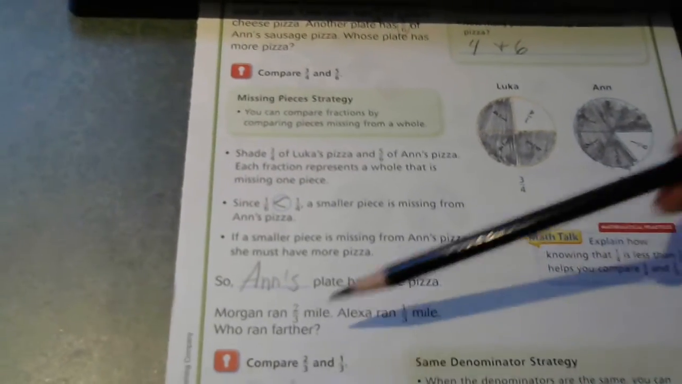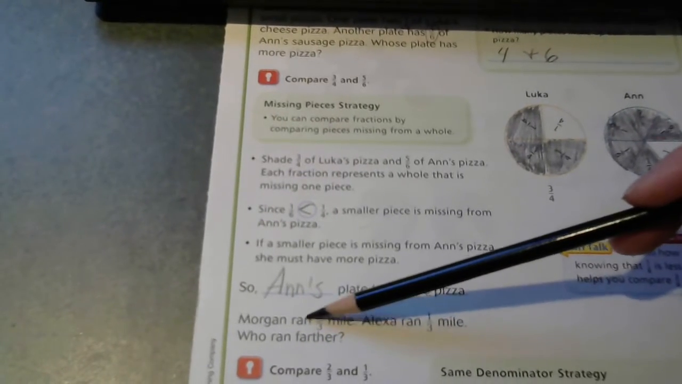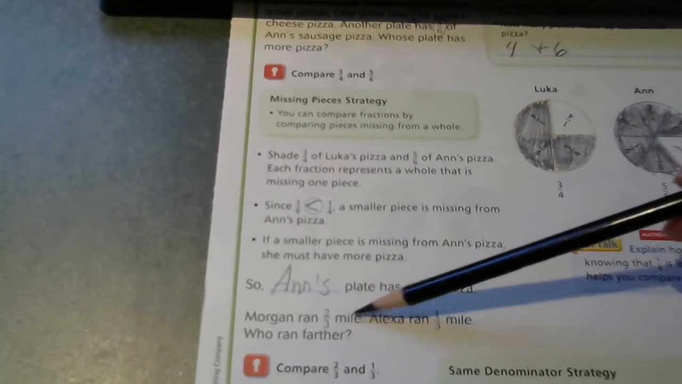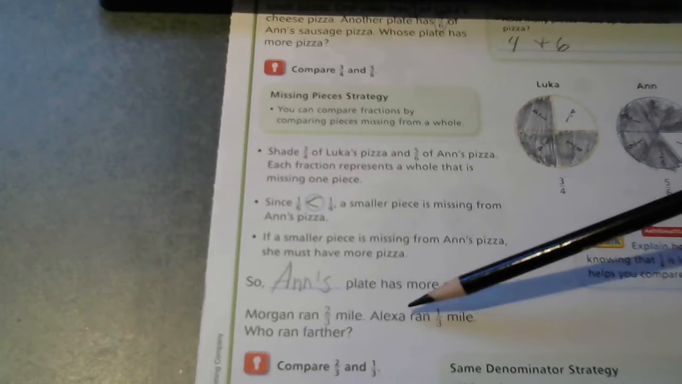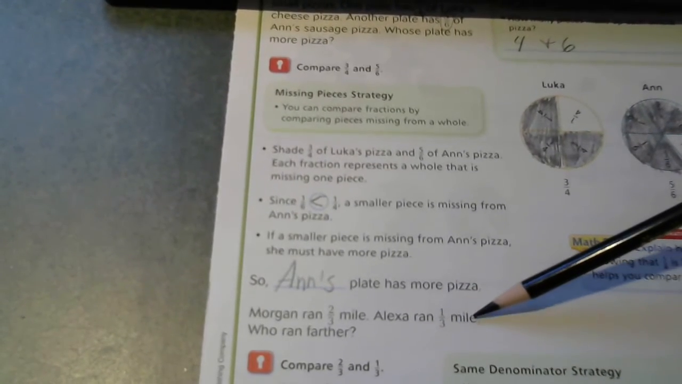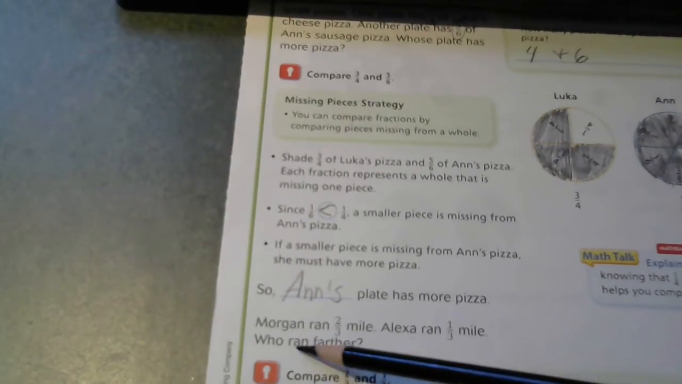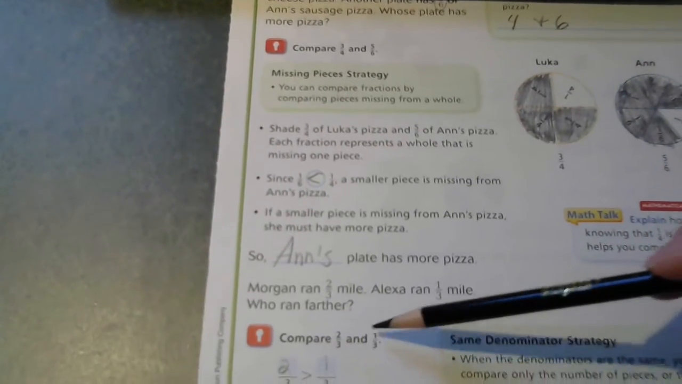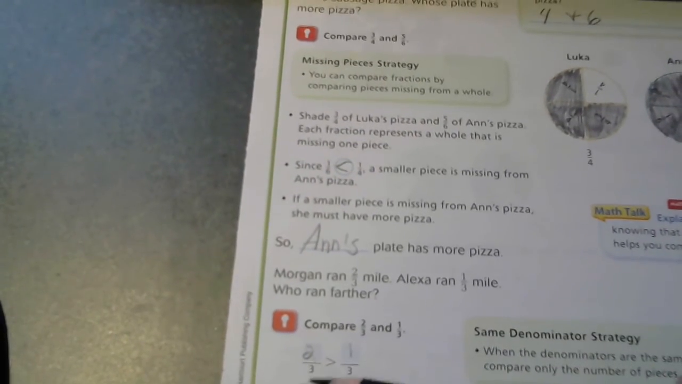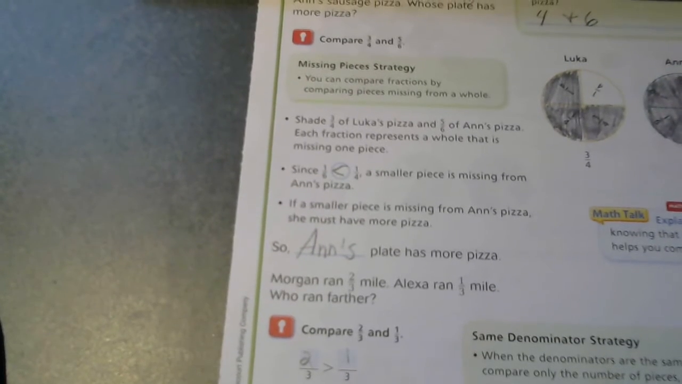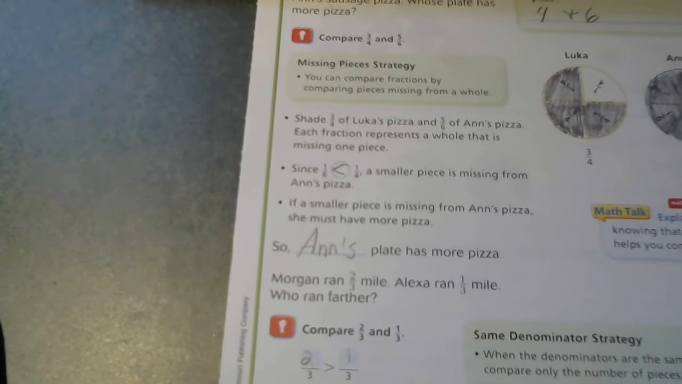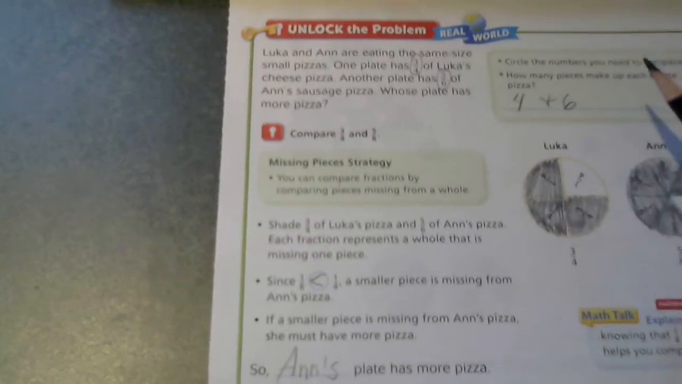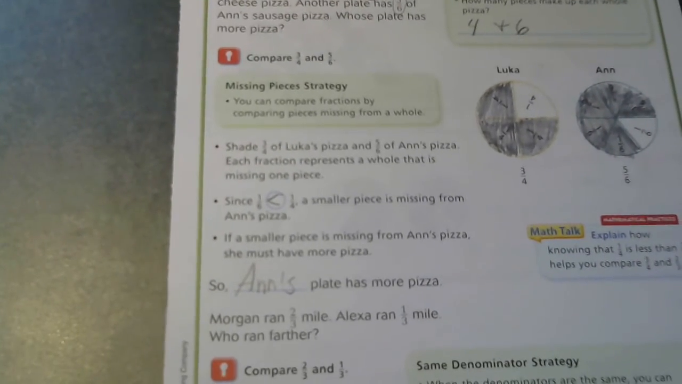Now our next problem says Morgan ran 2/3 of a mile. Alexa ran 1/3 of a mile. Who ran further? Well, compare 2/3 and 1/3. 2/3 is greater than 1/3, so Morgan ran further. It's very easy to compare fractions that have the same denominator.